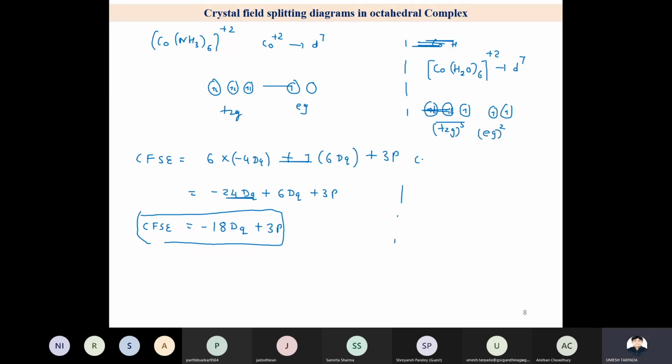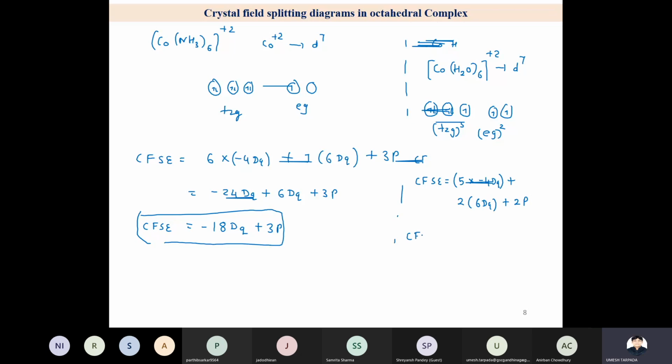So therefore crystal field stabilization energy becomes equal to 5 into minus 4 Dq, plus 2 into 6 Dq, plus you can have 2 pairs.